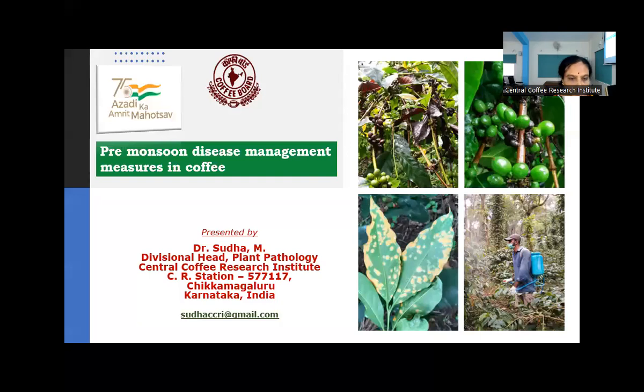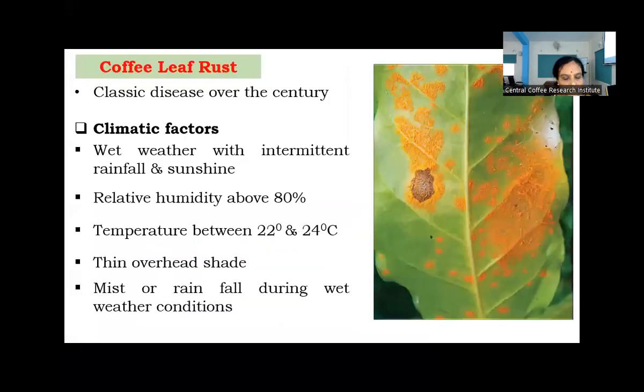Rot diseases occurring during monsoon season. As all of us know, coffee leaf rust is said to be a classic disease, as it is 1.5 century old. Coffee leaf rust is observed on both the commercially exploited varieties, Coffea arabica and Coffea canephora. However, Coffea arabica shows susceptibility in varying intensities, but the Robusta coffee, Coffea canephora, is tolerant to leaf rust. And this disease is seen throughout the year.